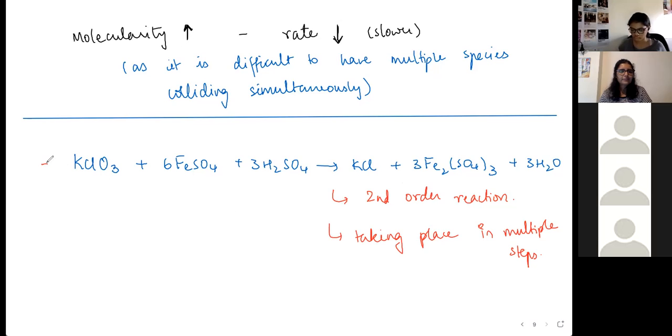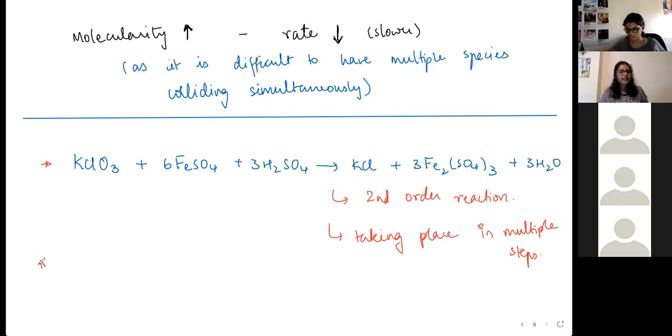So directly from the stoichiometric coefficients, you're getting the order to be 10, but it's not a 10th order reaction, it's a second order reaction. So from that, you get an idea that it's not happening in one step, and all of them are not required simultaneously. It is a complex reaction taking place in multiple steps. That's the kind of analysis that you get.